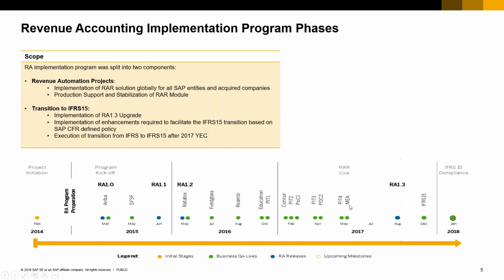So hence we spread it out, and by mid of 2017, we had successfully implemented revenue accounting for all of SAP in the old accounting principle, which was IFRS. And then in the second half of 2017, we concentrated more on IFRS 15 transition. So we upgraded to RA 1.3 because all the transition-related functionalities were available only with RA 1.3.